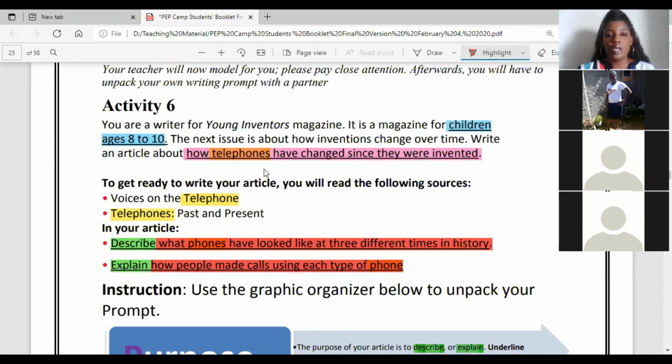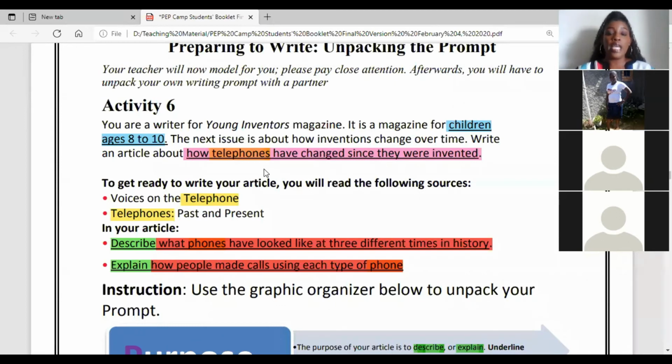When the person that is reading your article, your letter, reads it, they should be seeing the purpose. In this case, when the person reads the article, they should be seeing how telephones have changed since they were invented. You're writing to students or children who are from the age 8 to 10, and you're writing about telephones. And in your article, you must describe what phones have looked like at 3 different times in history, and you must explain how people made calls using each type of phone.